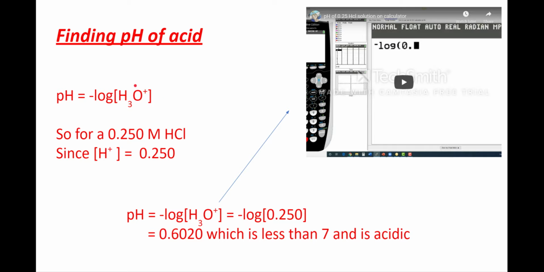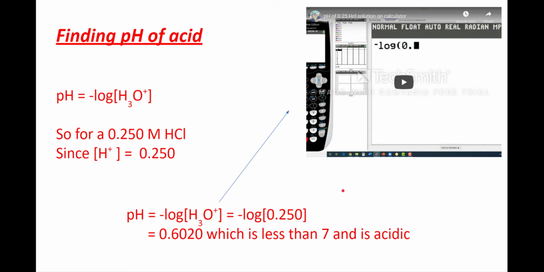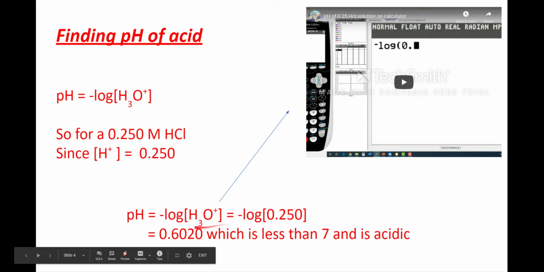If I want to find the pH of it, how do I find that pH? Well, I simply take this hydrogen ion concentration and put it into the equation with the negative log of the hydronium ion concentration. And so here it is. We see the negative log. If you look at this YouTube video, you can see how I calculated it step by step. The resulting pH is 0.6020, which is less than 7. And if it's less than 7, then we know we have an acidic solution. This is actually a very acidic solution.